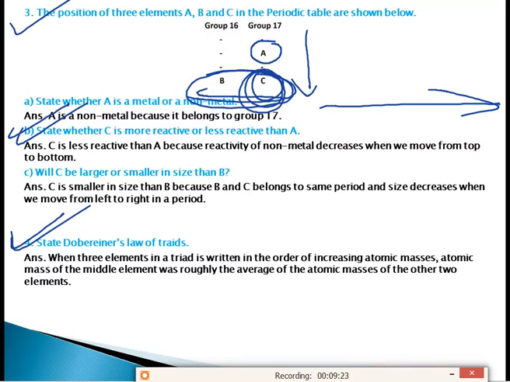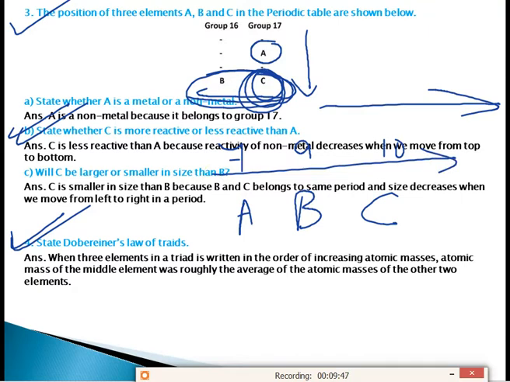So let's discuss what is Dobereiner's law of triads. What Dobereiner did, he arranged three elements A, B and C in a triad. Triad means three elements, in the order of increasing atomic masses. Suppose the atomic masses are 7, 9, 10. And what he saw was that the atomic mass of the middle element was roughly the average of the atomic masses of the other two elements. So this was the concept of Dobereiner's law of triads.